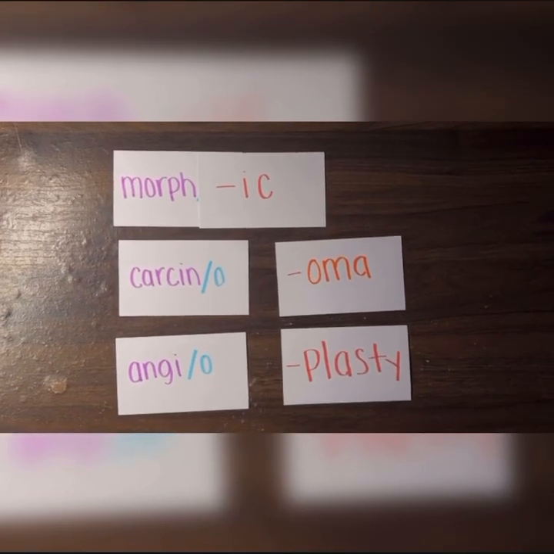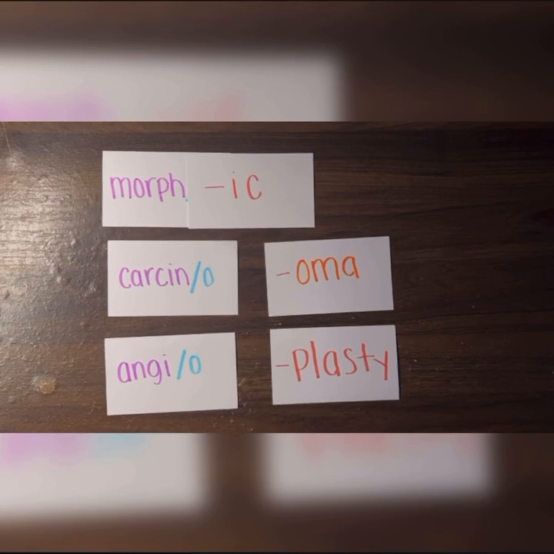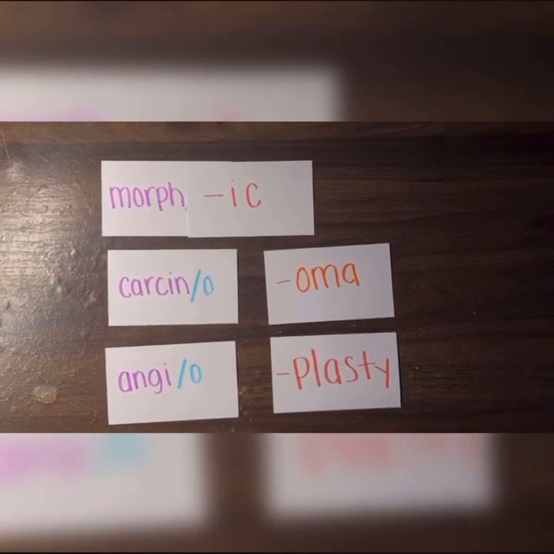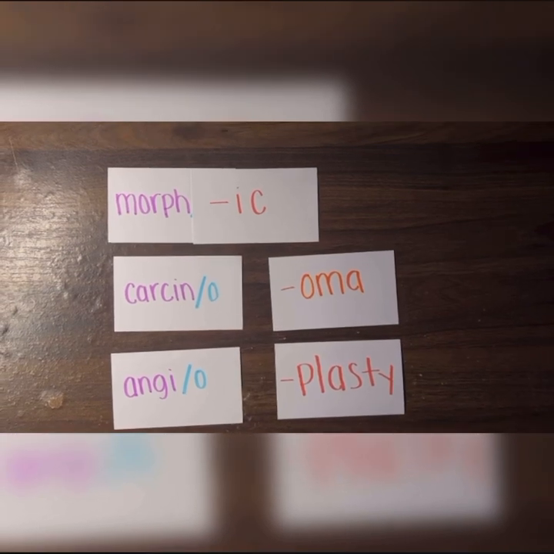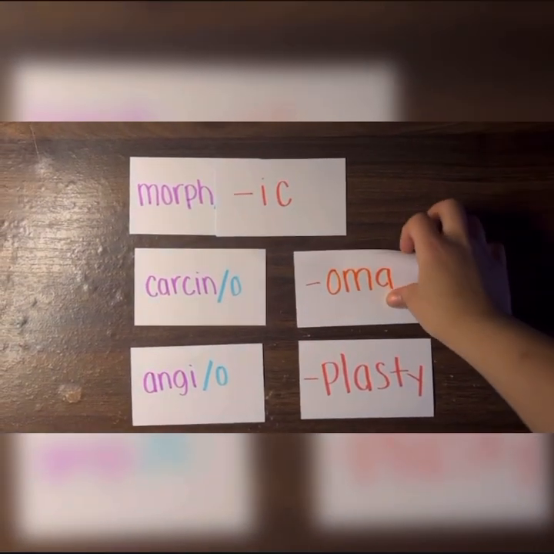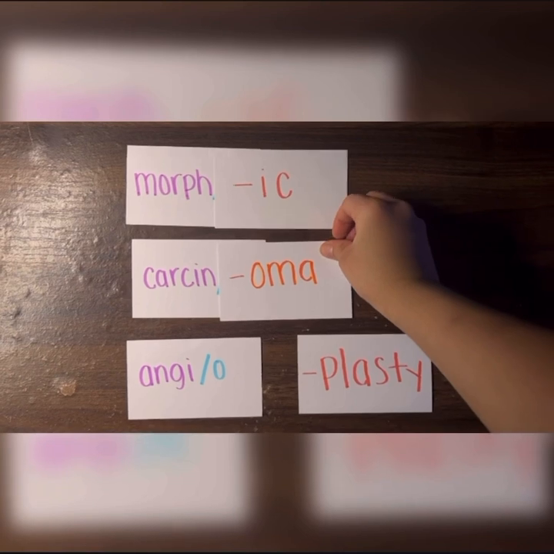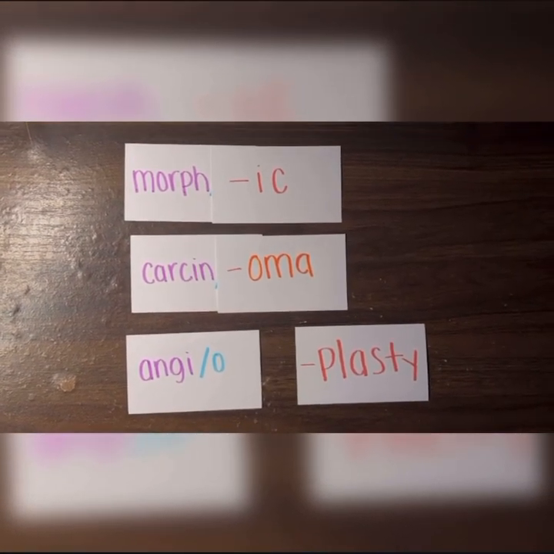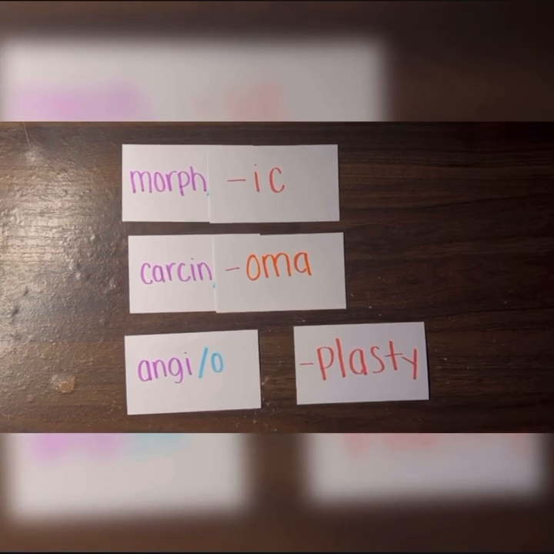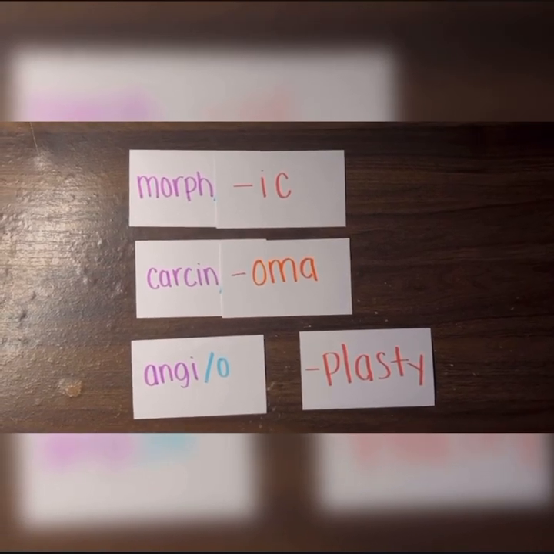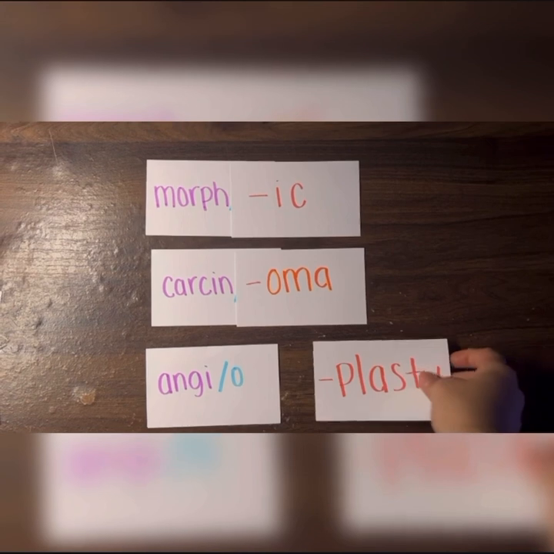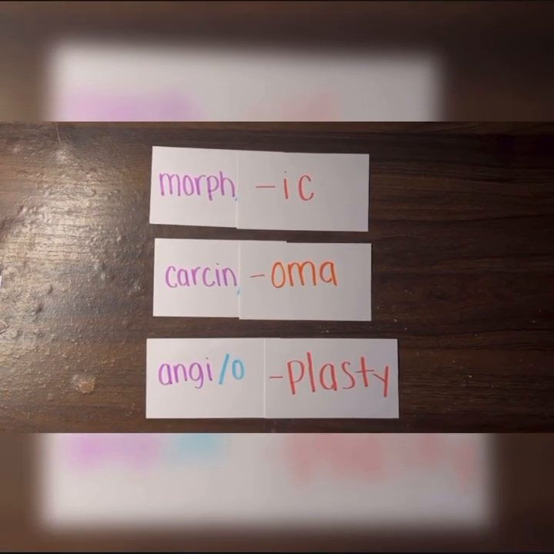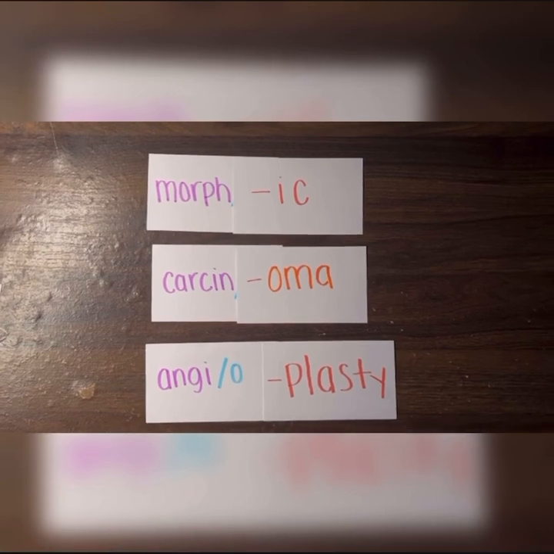Now, the next word, carcino and oma. Carcin means cancerous. Oma means tumor or mass. Since oma starts with a vowel, we will be dropping the combining vowel, which is the blue O, making it carcinoma. Lastly, angio and plasty. As you can see, the suffix here does not start with a vowel, so we will be leaving it as is and making it angioplasty, keeping the combining vowel.